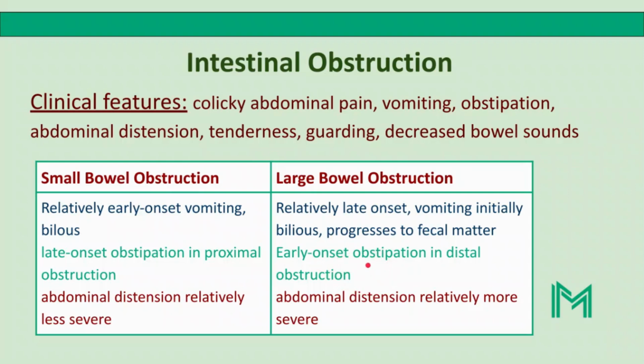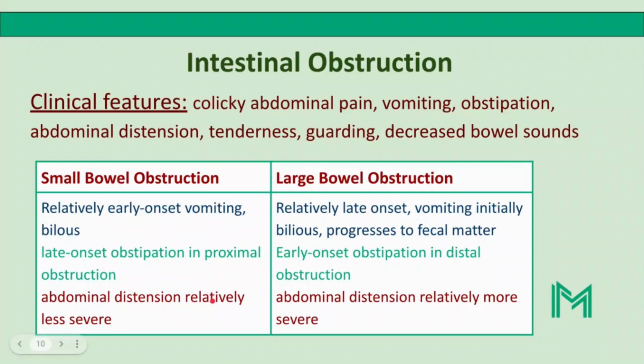So they have early onset obstipation just because the point of obstruction is very close to the rectum. So when you pass intestinal contents out beyond the site of the obstruction, the onset of the obstipation is relatively earlier as compared to a small bowel obstruction.